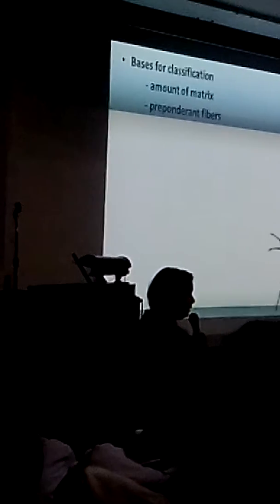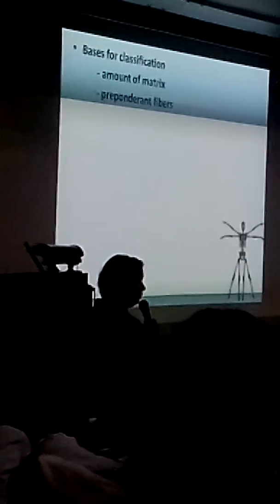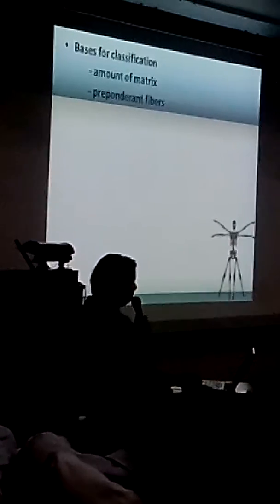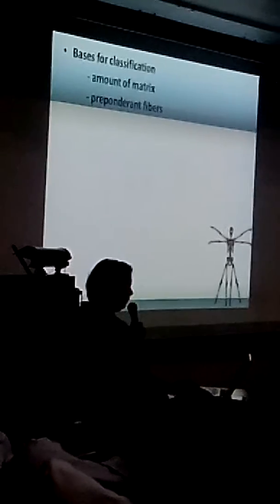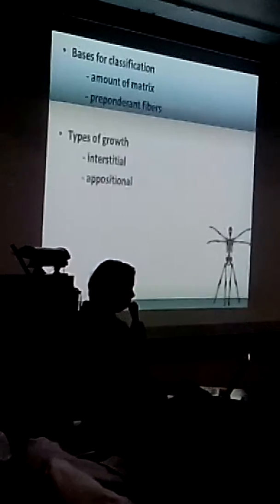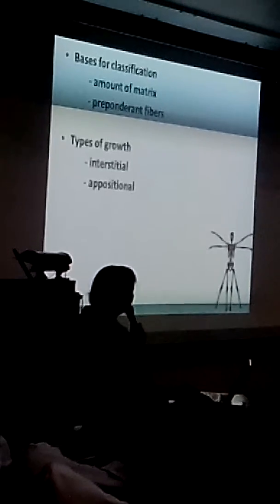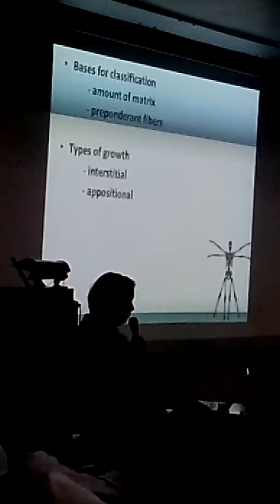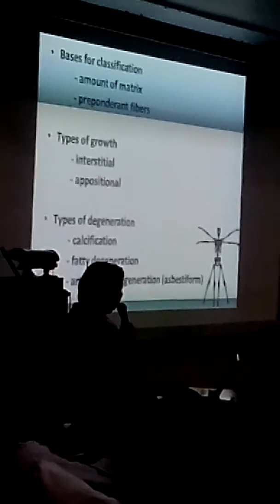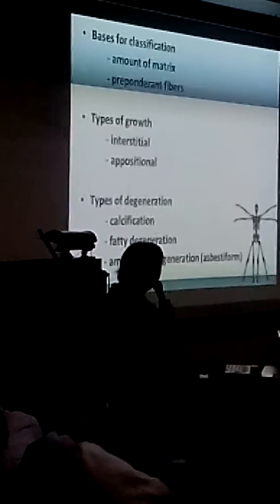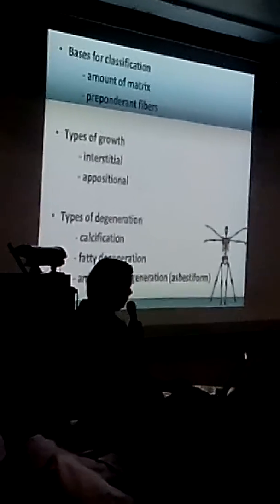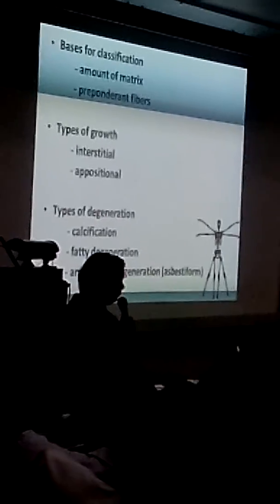I will not discuss in detail. It's already mentioned in your book the basis for the classification, but like other tissues, its matrix and fibers are the basis for our classification. Then the types of growth, just know the differentiation between the interstitial and the appositional growth. And then types of degeneration. I just mentioned this one, although I don't think it's in your book. But we'll concentrate more on the classification.